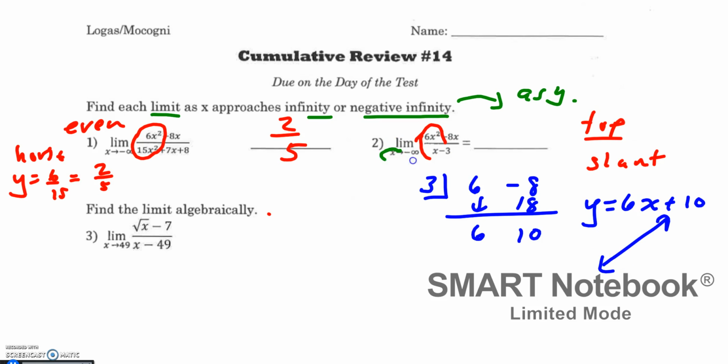So now if I think about as x is approaching negative infinity, so as x is going this way, my graph is heading downwards. So my limit is either negative infinity or does not exist, based on your interpretation.